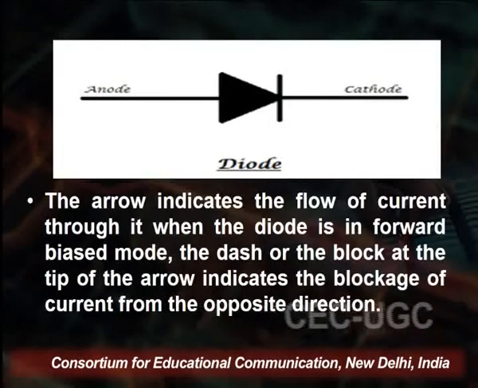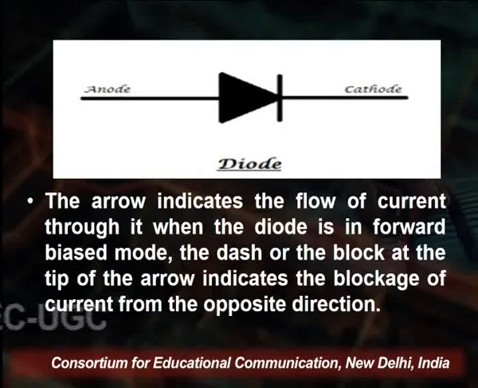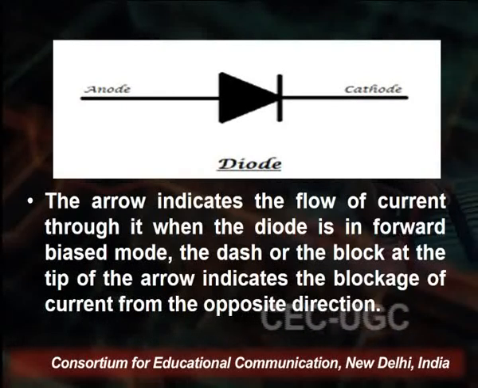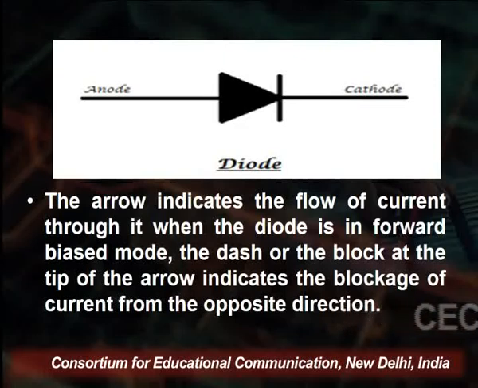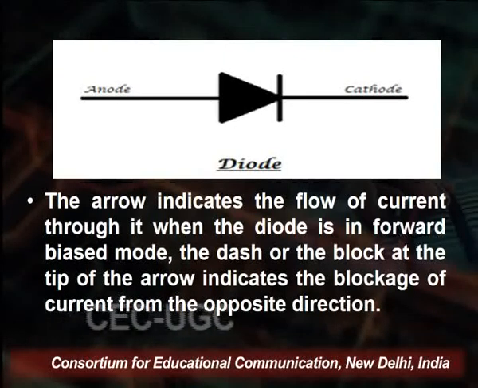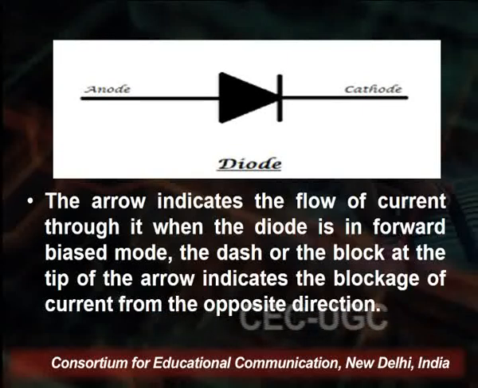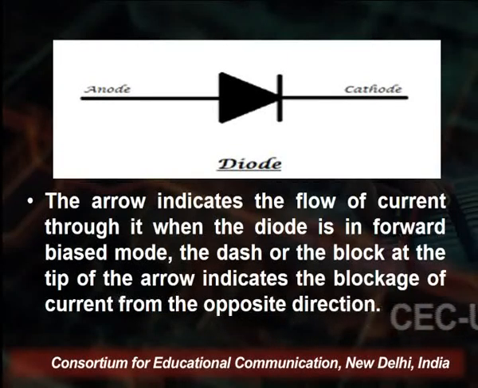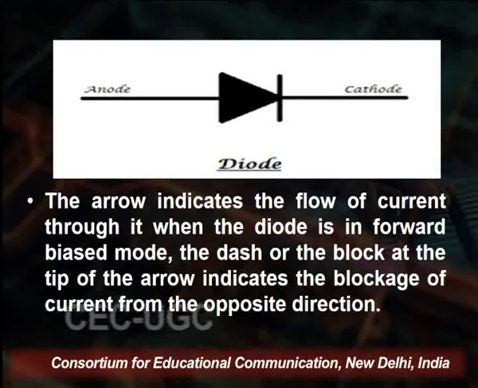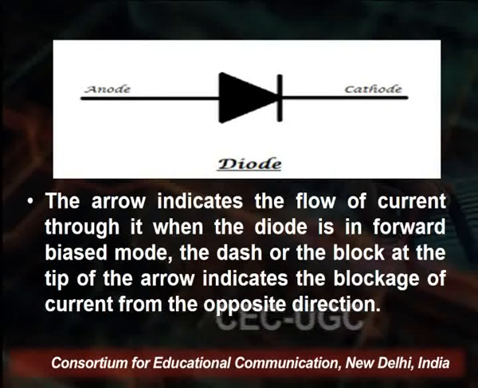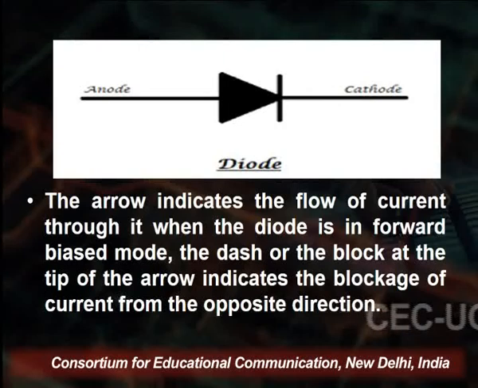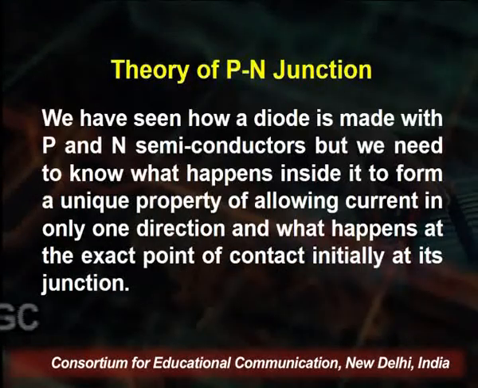The arrow indicates the flow of current through it when the diode is in the forward biased mode, and the dash or the block at the tip of the arrow indicates the blockage of the current from the opposite direction. There is a blockage of the current in the reverse direction, and the current stops. Theory of the p-n junction diode.